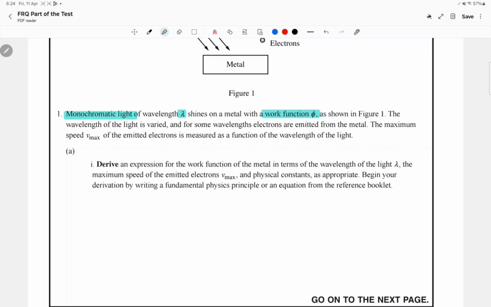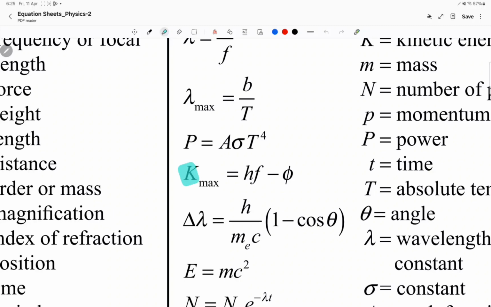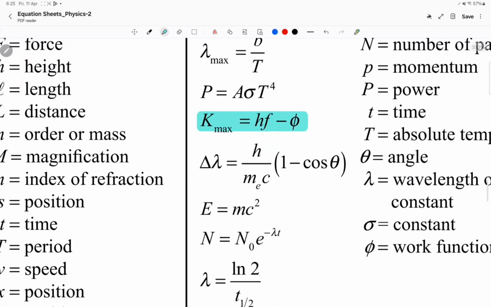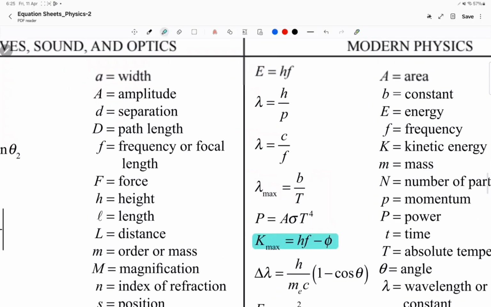Okay, so do you know the reference sheet? The formula sheet. Thank you. So we should be using this equation from the reference sheet: K max is equal to hf minus the work function. That's the equation to use here, basically. And also we should find the equation for the K, which is half mv squared.